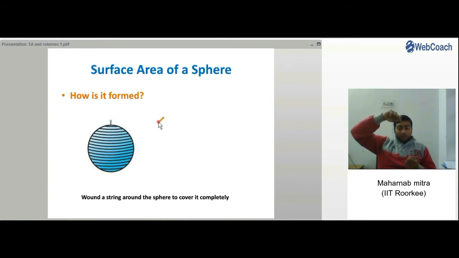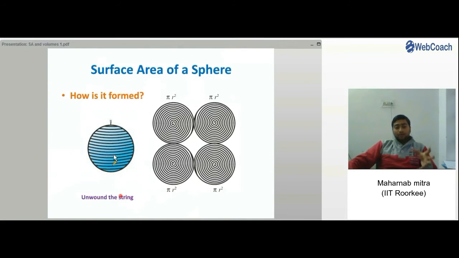And after winding it, we cut the string at the point where it ends, and then we unwind it to get these figures. We get circles. If we put them in circular fashion, we get 4 circles of the same radius.